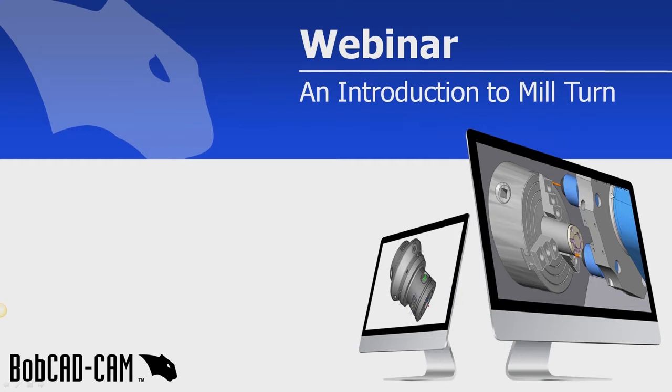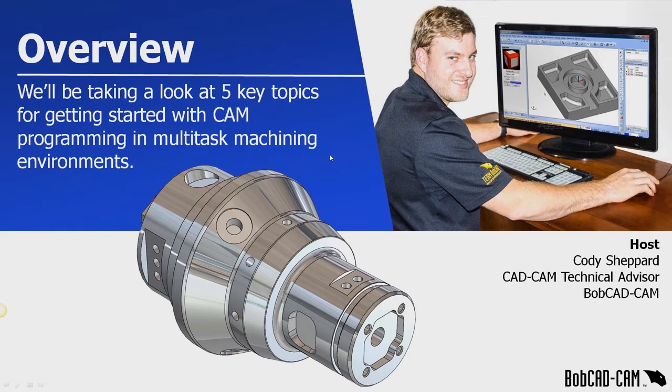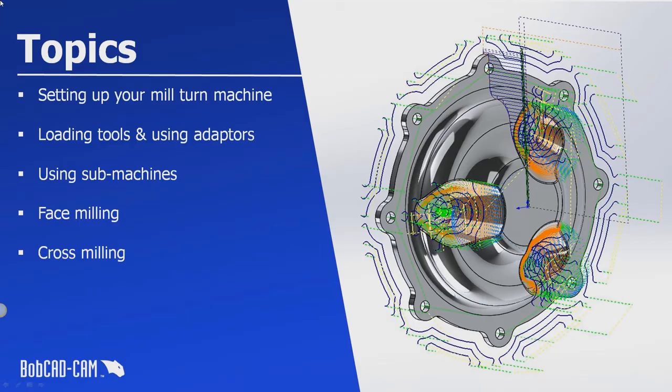So, next, here's the overview. Today we're just picking 5 key topics for getting started with CAM programming in multitasking machining environments. The topics we'll cover are setting up a Mill Turn machine, loading tools and adapters, using sub-machines, face milling, and cross milling.